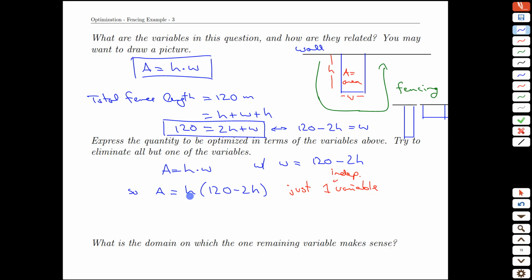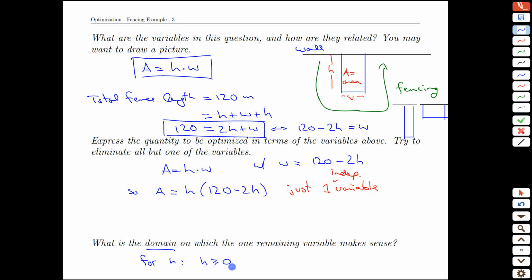Now, because we're going to be working with h, it makes sense to ask what kind of values h could take on. So the domain for h is not always related to the formulas. In fact, this formula here is totally valid for any value of h, negative, positive, huge, small, doesn't matter. In optimization problems, the domain tends to be something we derive from the shape that we're looking at. In particular, we'd better have h greater than or equal to 0. It doesn't make any sense to have negative lengths of fencing.